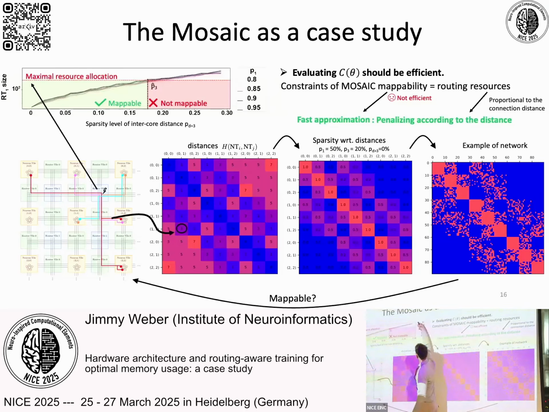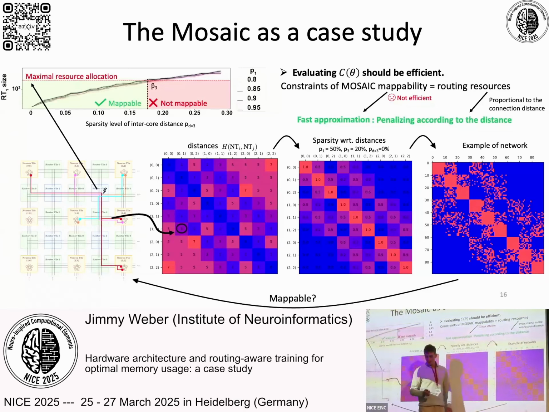And so here you have a two-dimension sweep where we are sweeping the intercore distance and the sparsity of intercore distance equal 3 and here equal 1. We are checking whether it maps or not, and as soon as we are over our maximal resources allocation, then we are not mappable anymore, while in this region, we are mappable.